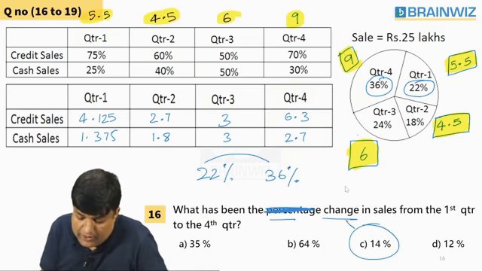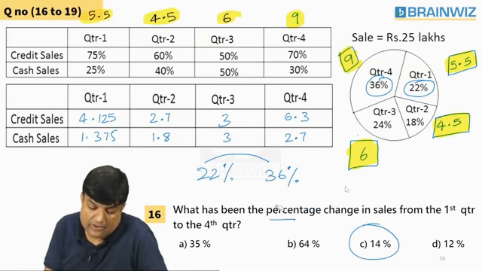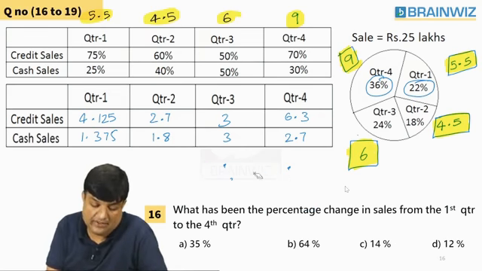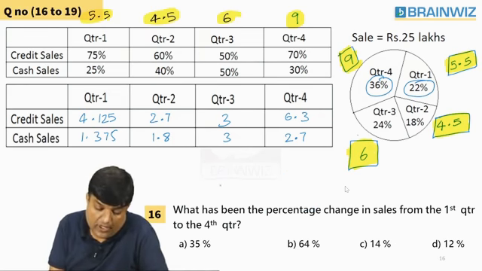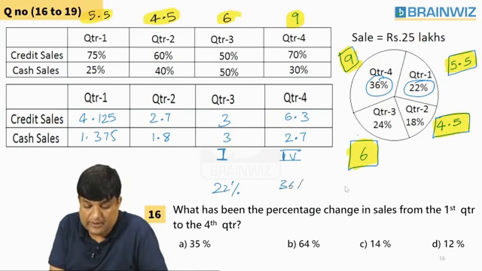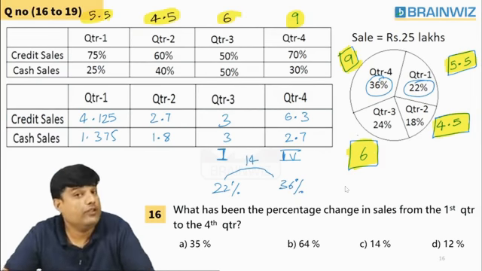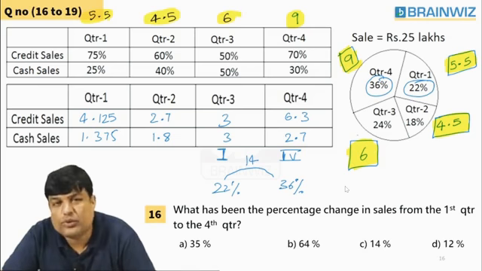If he asks you change, you all people are right. But he asks you percentage change, guys. Let's try to see the percentage change. So here, you have done 22% in quarter 1. In quarter 4, you have not done 22%, you have done 36%. When you see the gap, that is 14.